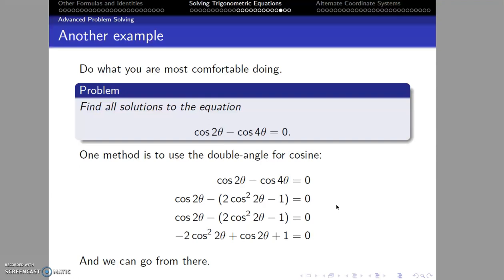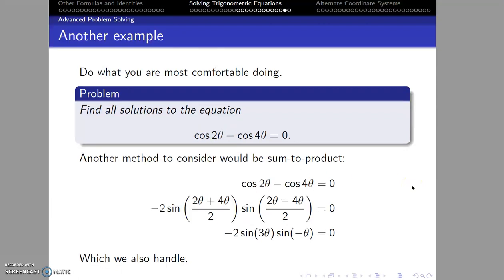But you don't have to do it this way. There's other ways to answer this sort of problem. You could recognize, oh, this is cosine minus cosine. I've got a sum to product formula for that exact thing. Cosine of 2 theta minus cosine 4 theta, that's negative 2 sine sum over 2, sine difference over 2. And so we now have negative 2 sine 3 theta, sine negative theta equal to 0. We can handle that too. Whichever way works best for you, works best for me.